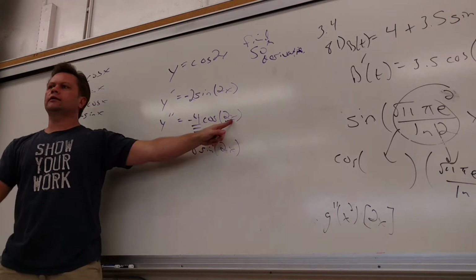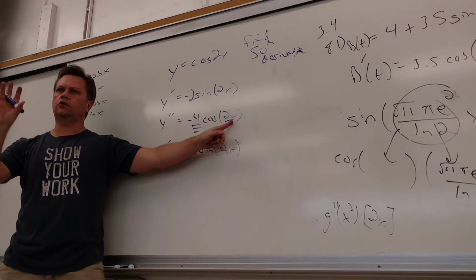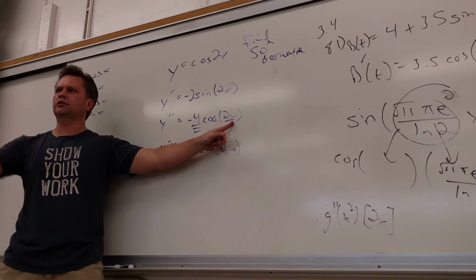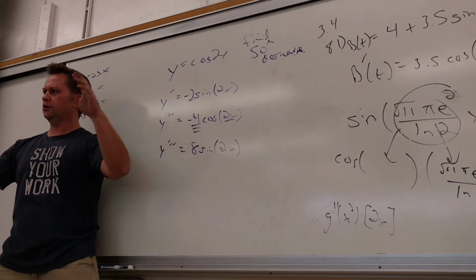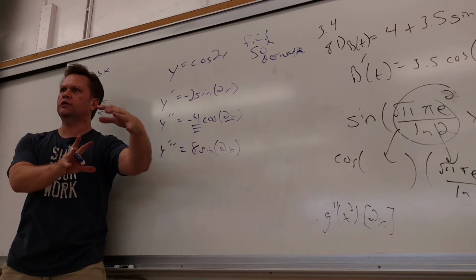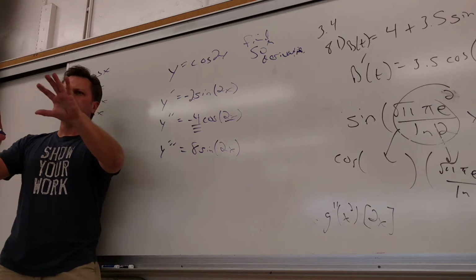The inside is a linear function of x, right? Which makes me think there's a quicker way to do this. Every time I take a derivative, I'm going to pick up one of these slopes. It's going to come out, right? Multiply by its derivative, so its slope is going to come out. Does this make sense? A little bit?